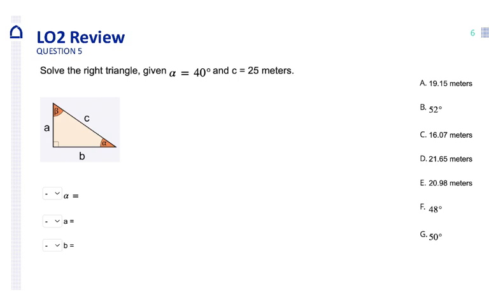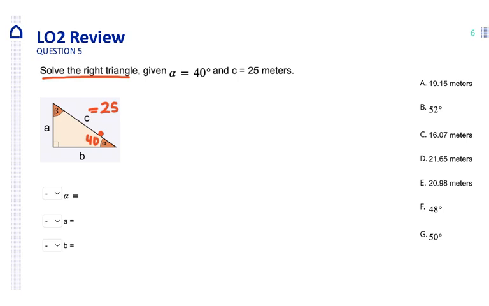Okay, for this question, the instructions are to solve the right triangle, which really means find every piece of information that is missing. So what they gave us is one of the angles, 40 degrees, and they gave us one of the sides, 25 meters. Well, if they give us one of the angles, the other angle is quite easy to find.